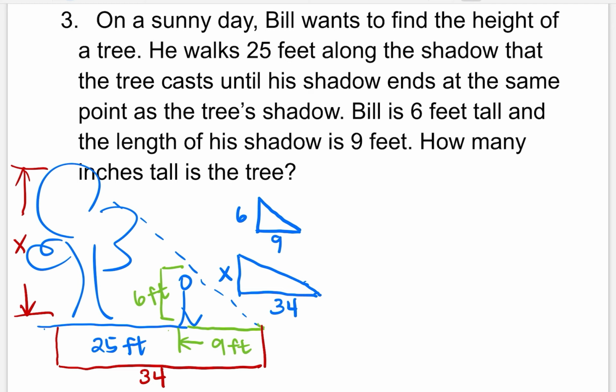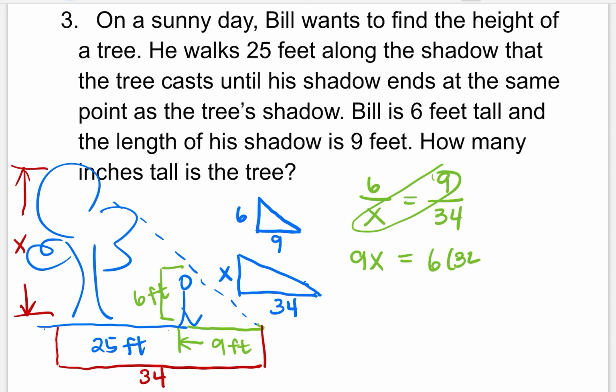Okay, so I would like to set up my proportion by starting with 6 over x equals 9 over 34. Let's solve the problem. So we have 9 times x is 9x, and multiplying 6 times 34, that would be 204.